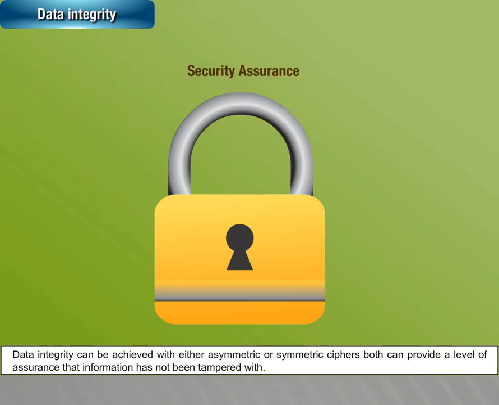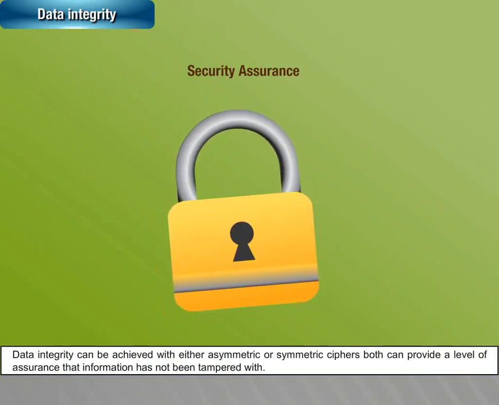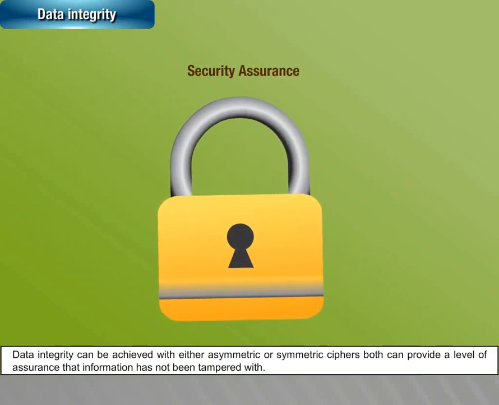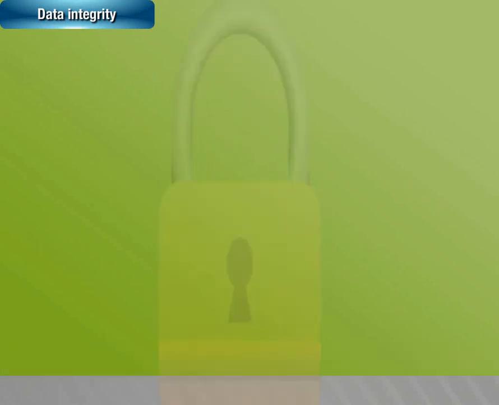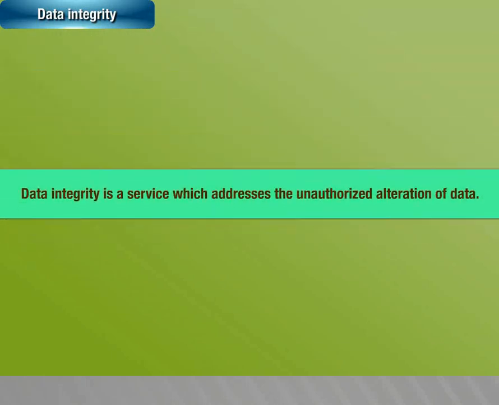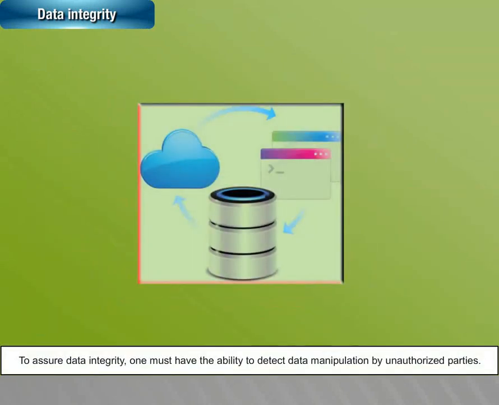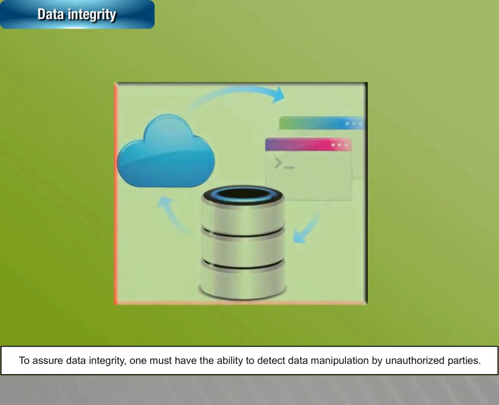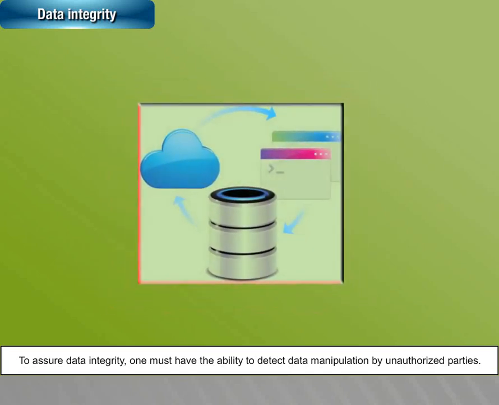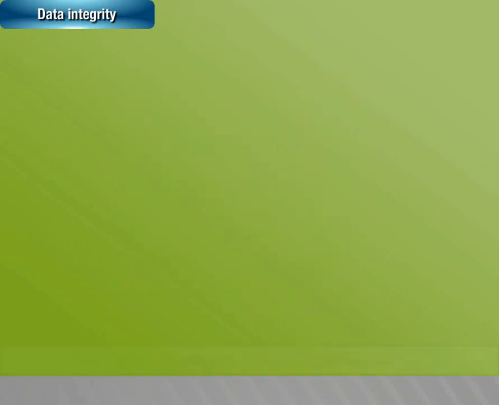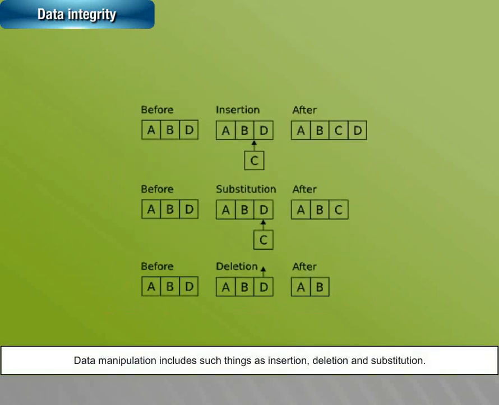Data integrity can be achieved with either asymmetric or symmetric ciphers. Both can provide a level of assurance that information has not been tampered with. Data integrity is a service which addresses the unauthorized alteration of data. To assure data integrity, one must have the ability to detect data manipulation by unauthorized parties. Data manipulation includes such things as insertion, deletion, and substitution.